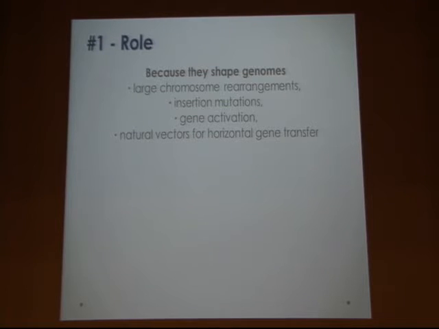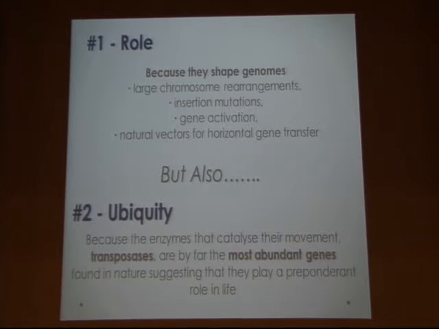Looking only at this point, we can figure out that sometimes the gene which we are looking for in our metagenomes could be a product of lateral gene transfer, or, as another example, one transposable element could be inserted in the promoter region before your gene, and this action can change the expression. Well, this is important. But also the ubiquity, because the transposases are by far one of the most abundant genes found in nature. And this suggests that these genes can play a preponderant role in life.